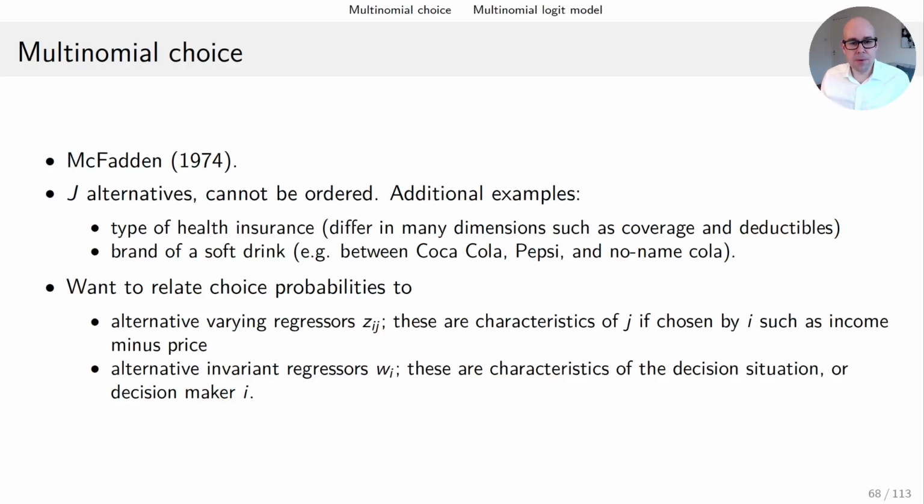Okay. So what we'll have is capital J alternatives. As I said, they cannot be ordered in the sense that the ordering in terms of utilities will in general be different across decision makers. And examples include the case that McFadden studied.